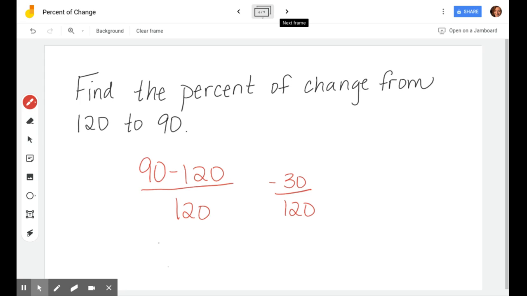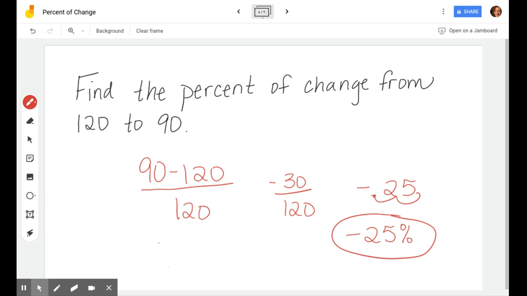We know that the whole thing's going to be negative because there was only one negative sign. If you do 30 divided by 120, you get 0.25. So this is negative 0.25. I'm going to scoot and call that negative 25%. Or you can just say 25% decrease.